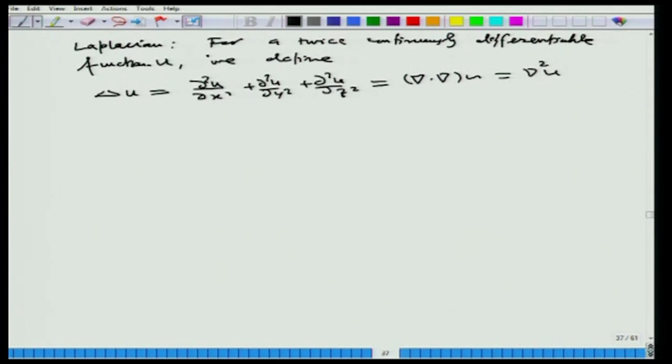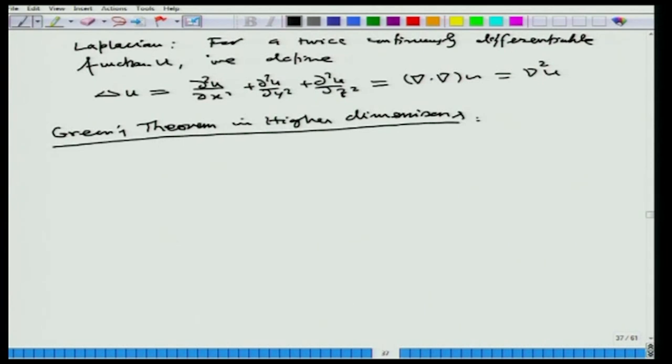Now, we go to Green's theorem in higher dimension. Firstly, recall that in two dimension we had seen this: in the xy-plane you have some certain domain D, and its boundary is, let us say, C, with the positive direction taken anticlockwise.